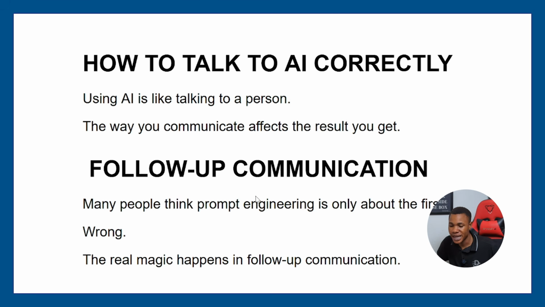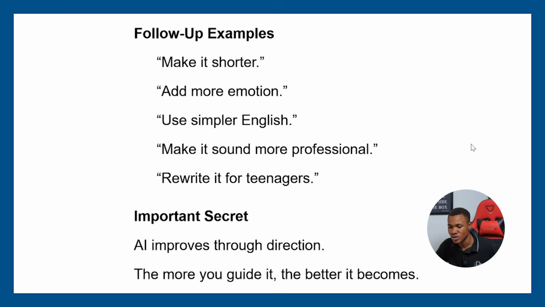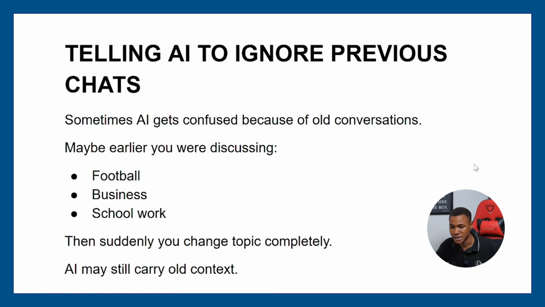All right, so using AI is like talking to a person. The way you communicate affects the results you get. Is that okay? Follow-up communication. Many people think prompt engineering is all about the first prompt. No, you are wrong. So if the AI does not give you a result, keep following up. I've been doing it, so you just have to practice it. Is that okay? But practice it the right way. All right, so I don't want to do this example again.